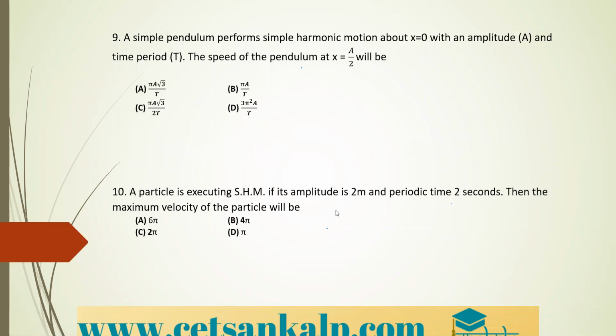A simple pendulum performs simple harmonic motion about x is equal to 0 with an amplitude a and time period T. The speed of the pendulum at x is equal to a by 2 will be? How are you going to do it? See, a particle is performing SHM about x is equal to 0 with an amplitude a and time period T. The speed of the pendulum at x is equal to a by 2 will be? How can we do this? See here.